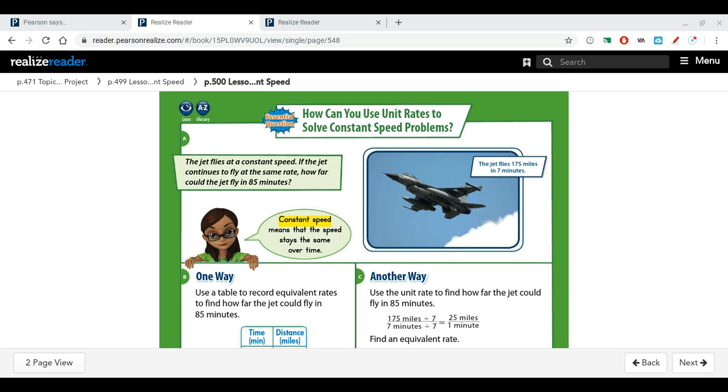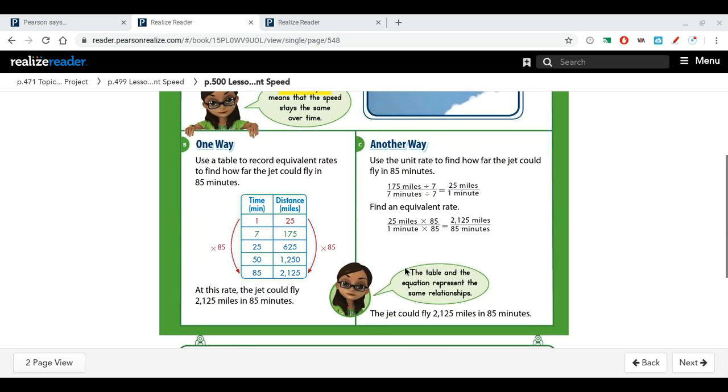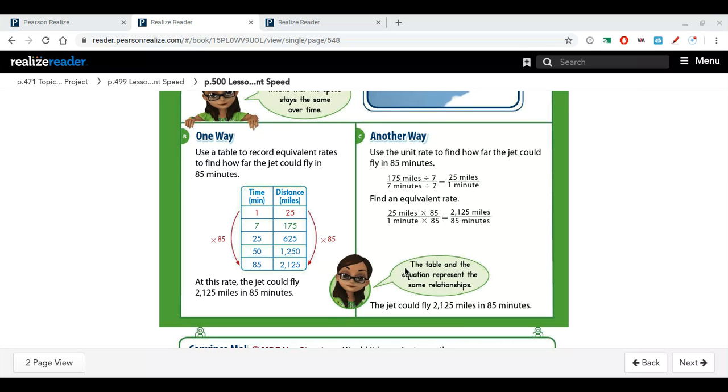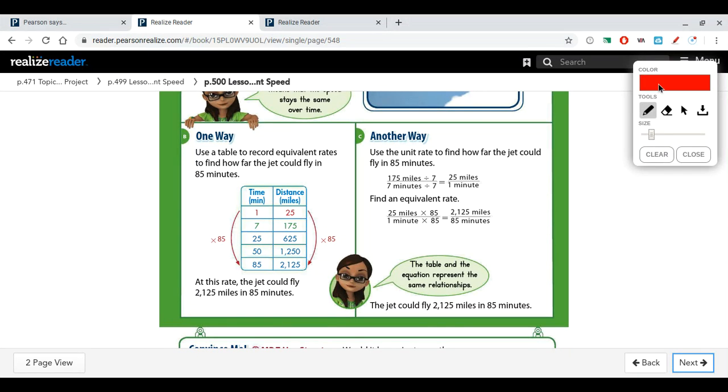Okay. So the jet is going to fly 175 miles in 7 minutes. So they give us two ways that we can solve this problem. The first way is that we can use a table. So you'll notice the very first thing they did was they found the unit rate.